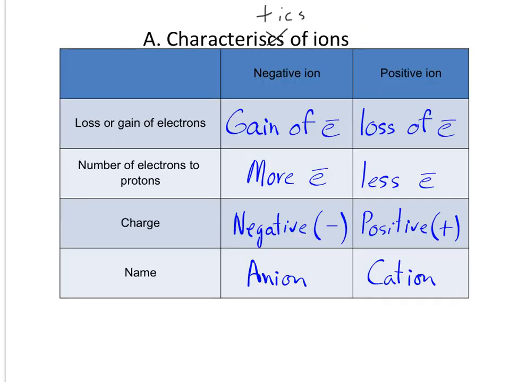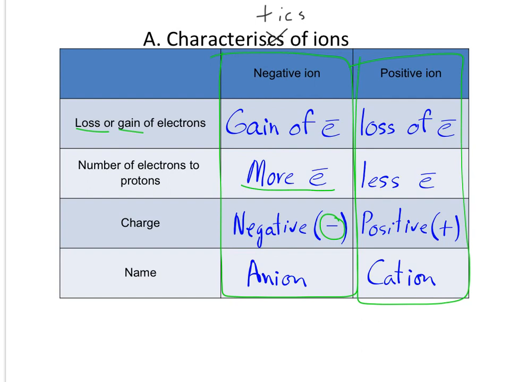Let's look at a few characteristics of ions. So we have only two kinds of ions to look at. We have negative ion, and to become negatively charged, would an atom lose or gain electrons? Well, it's going to gain electrons. Of course, if you're going to become negatively charged, it means in the end you need to have more electrons than protons. And the charge will be negative, and we're going to give them a special name. We call them anions.